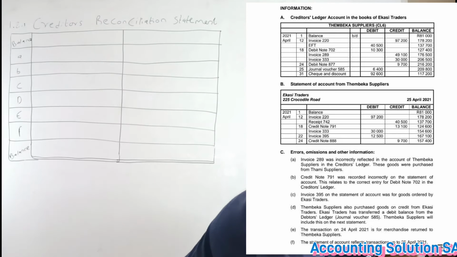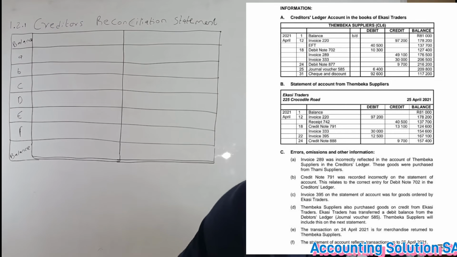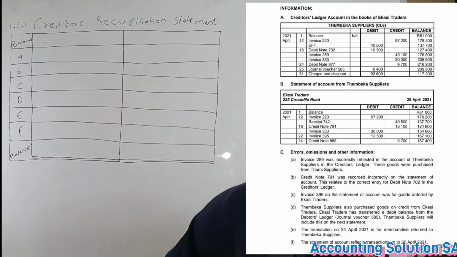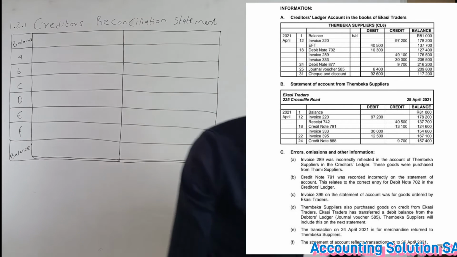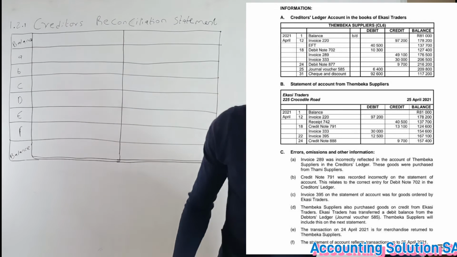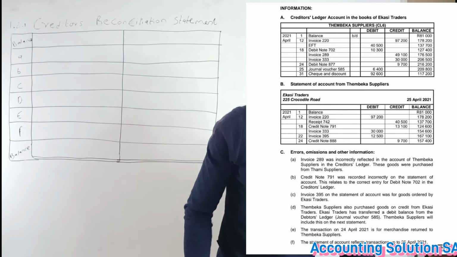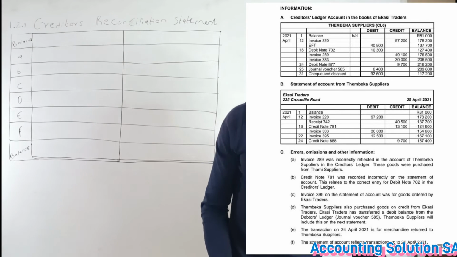Obviously, we added 97,200, which means that the credit side of the creditors ledger is a plus and the debit side is a minus. Simple as that. Which means that the 49,000, because it is on the credit side, has been added. Now what do we do? Remember, we are cancelling because this amount belongs to Tembeka supplier, which means that we are going to say minus 49,000 under creditors ledger.